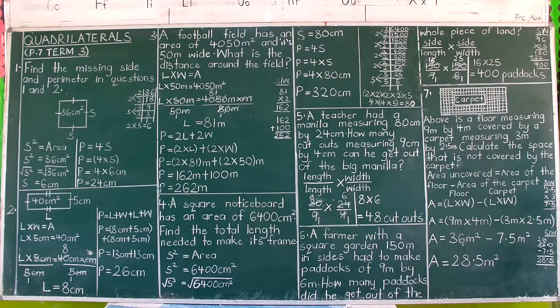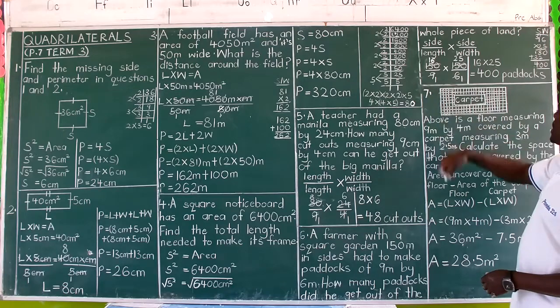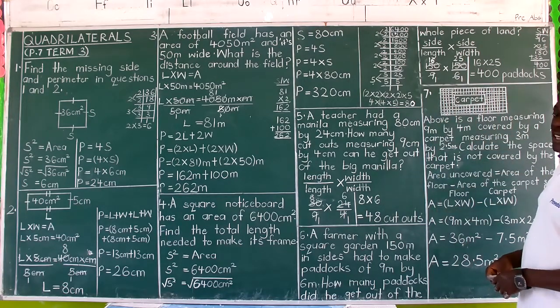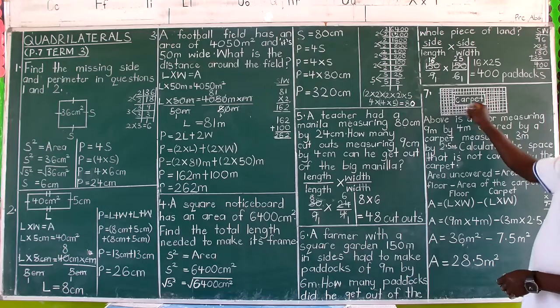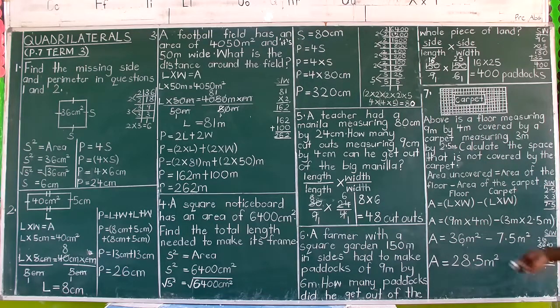Then identify the shapes. Fortunately, both are rectangular. The floor is a rectangle, and so is the carpet. So you say area equals length times width of the floor minus length times width of the carpet. So the area is 9 meters times 4 meters, that's the floor, minus 3 meters times 2.5 meters. And then we multiply: 9 times 4 is 36, and meter times meter gives meters squared. So the area of the floor is 36 meters squared.